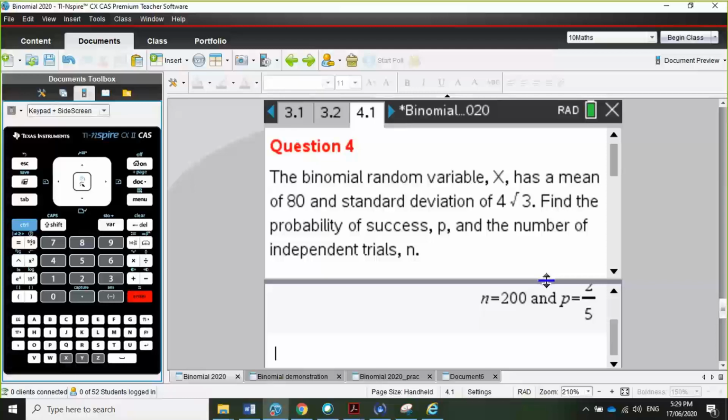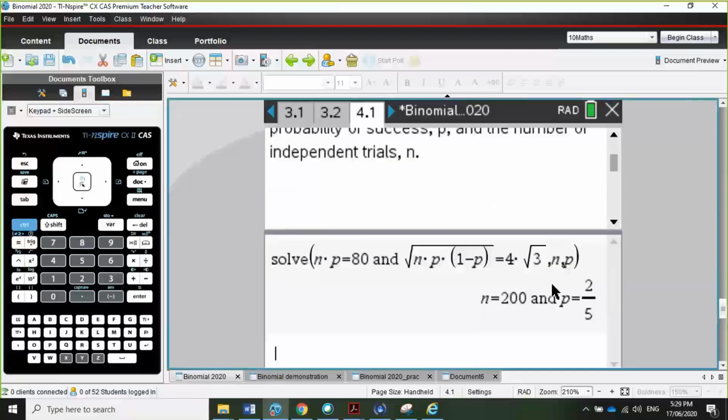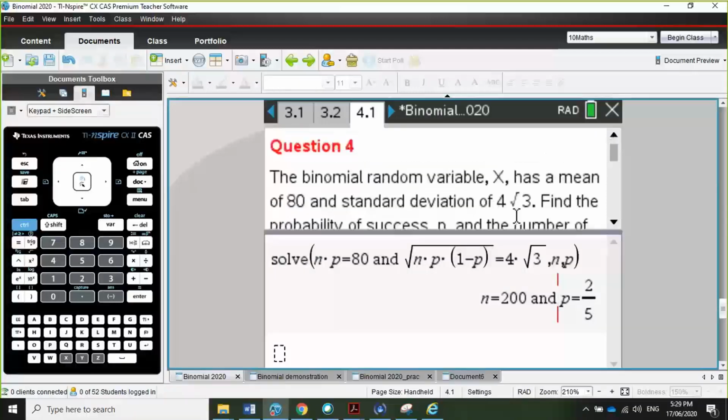Now I did do that quite quickly, so let me just drag that up and hopefully you can see it a bit better. So we've got our two equations that we're using. N times P, the N multiplied by P, is the mean, and the standard deviation was 4 root 3. And the CAS will just give us a nice little answer there, if we've solved that correctly.